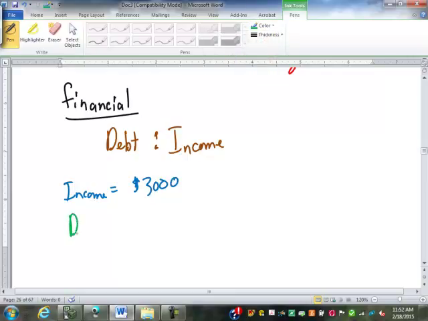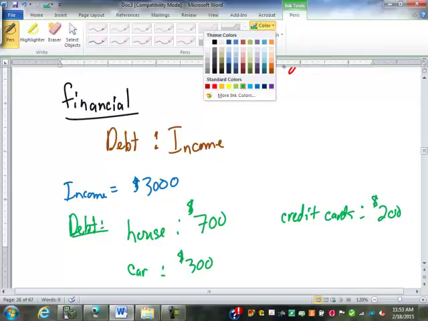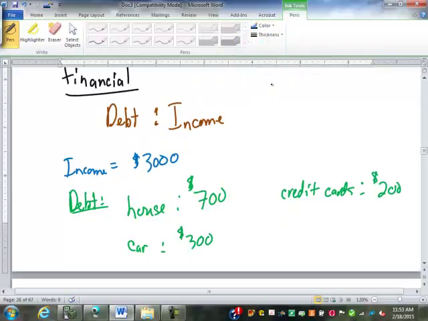Your debt payments. Let's say you have a house payment that is $700. Now that's just the payment on the mortgage. That's not the taxes or the insurance that would be escrowed into that. So you have a car payment that is $300. And let's say you have credit cards that you make regular $200 monthly payments. So your total debt, adding that all up, is $1,200.